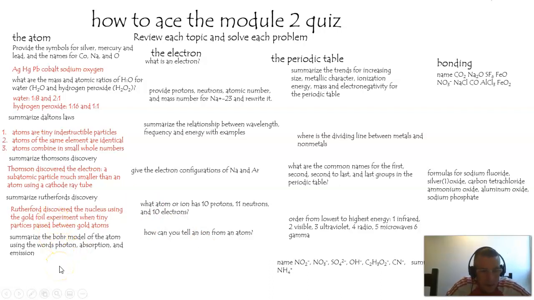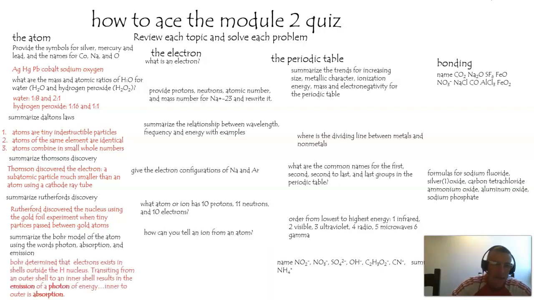Summarize the Bohr model of the atom. That's one of my favorites. Although it only worked for hydrogen, he discovered that electrons reside in shells. And when they go up a shell, we call that absorption. And when they go down a shell, we call that emission. And what do they emit? Photons of light. If you want to investigate that further, look up the Balmer formula. It tells a really fantastic story.